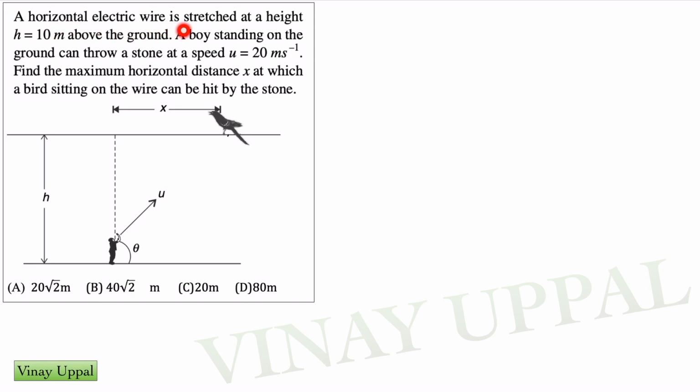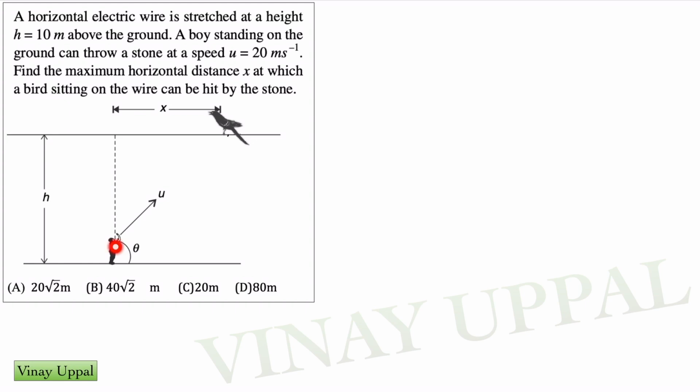A horizontal electric wire is stretched at a height h equal to 10 meters above the ground. A boy standing on the ground can throw a stone at speed 20 meters per second. Find the maximum horizontal distance x at which a bird sitting on the wire can be hit by the stone. Alright, so this question is only for theoretical purposes. Please do not try this demonstration in real life.